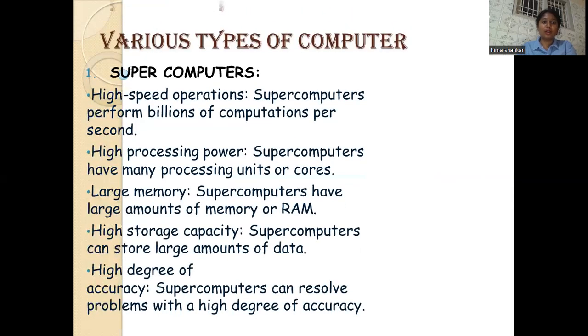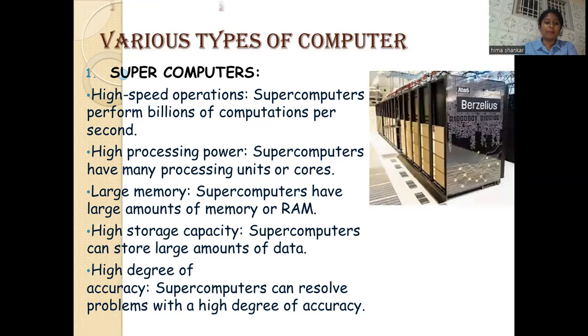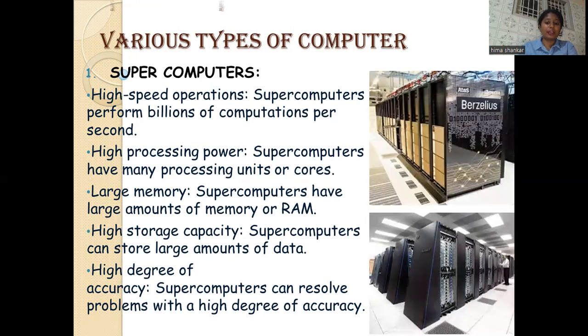The first one is supercomputers, high speed supercomputers. Supercomputers perform billions of programs per second. High processing power. Supercomputers have very high processing powers, units or cores. Large memory. Supercomputers have large amount of memory or RAM. RAM is a random access memory which gets erased once the computer gets off, so it can also be referred to as a temporary memory. High storage capacity. Supercomputers can store large amount of data. High degree of accuracy. Supercomputers can resolve problems with a high degree of accuracy.